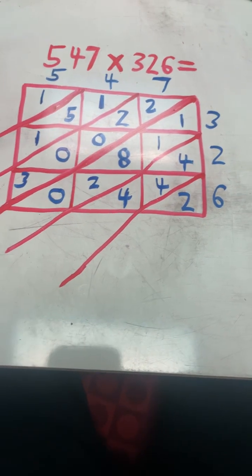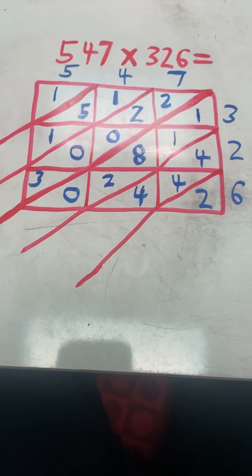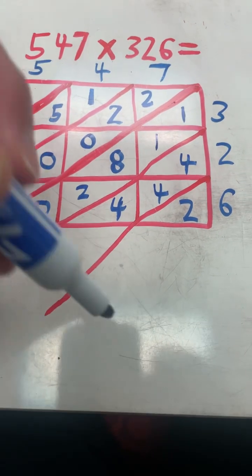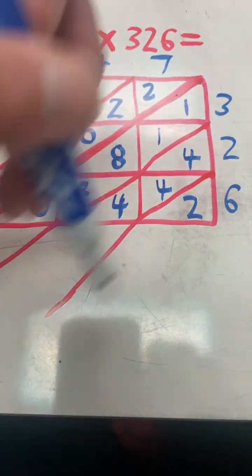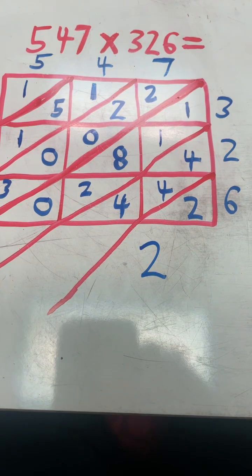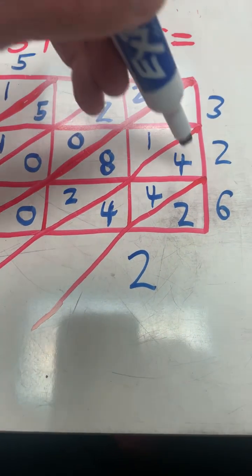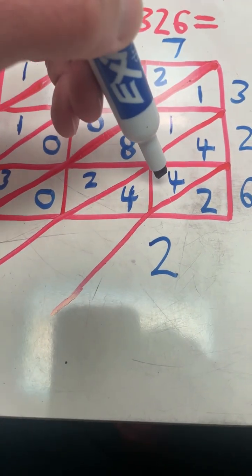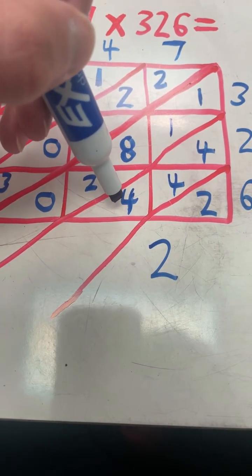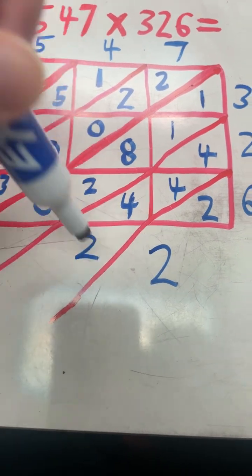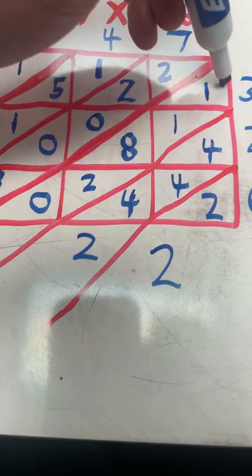All right, the final step now, we have to add up all of the numbers within the square going along the diagonal lines. So going along this diagonal line, the only number in the square is 2, so we're going to put a 2 here. Next, we have to add up all the numbers in between these two diagonal lines, and we have 3 4s, so 4 plus 4 is 8, plus 4 is 12. We're going to need to regroup there, so the 2 in 12 is going to go here. The 1 we're carrying over.